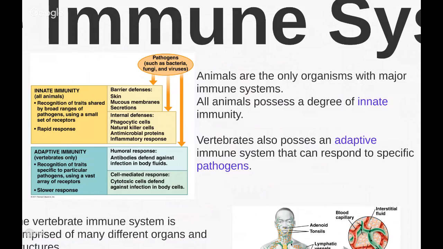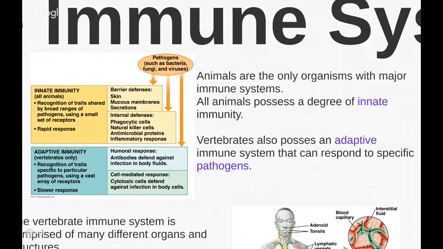You have phagocytic cells, cells that eat bacteria and viruses. Then we talked a little bit about natural killer cells, and then antimicrobial proteins we really didn't talk about, and your inflammatory response. Basically, the innate immune system found in animals recognizes that there is something wrong, something not supposed to be there, and it attacks it all in the same way. There's no specificity to how the innate immune system works. Because it's not specific, it's very quick. It's very rapid. So it's our first line of defense.